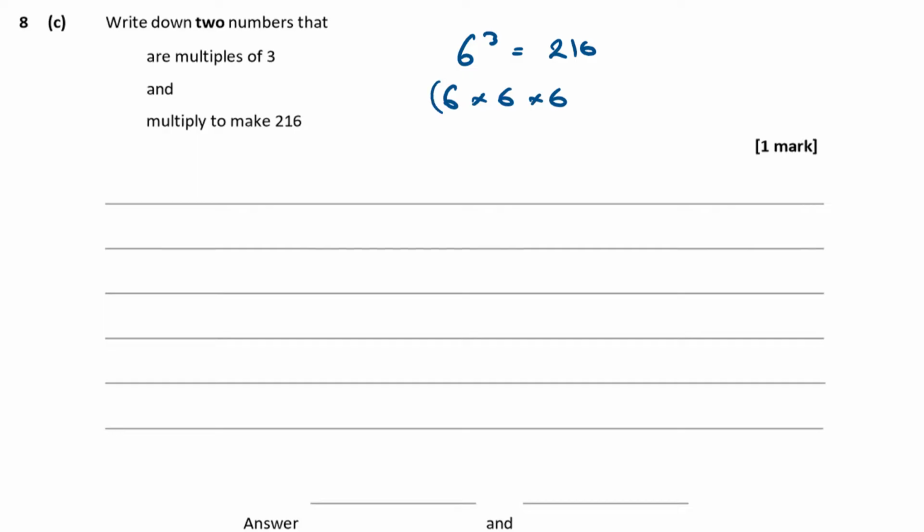And 6 cubed is 6 times 6 times 6. So what about if we just multiply those two together and say 36 times 6? That's going to be equal to 216, isn't it? So these are two numbers that multiply together to give me 216. And because 6 I know is a multiple of 3, 3 times 2 is 6, and 36 is a multiple of 3, isn't it? It's 12 times 3. So those two work. So I'm going to use 36 and 6.